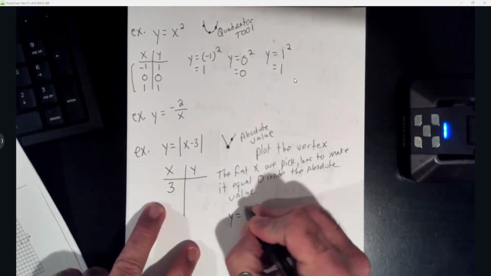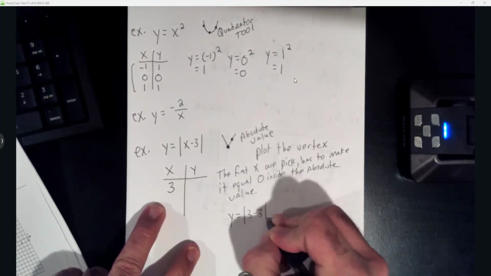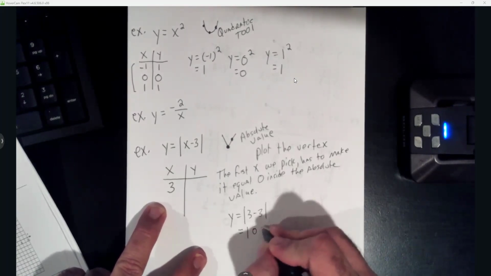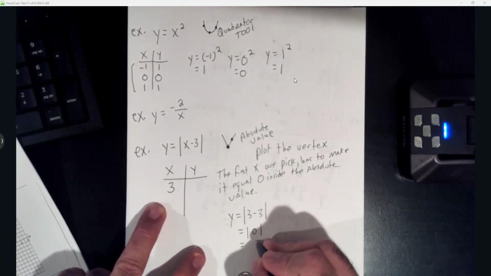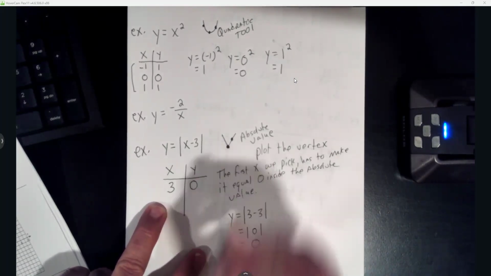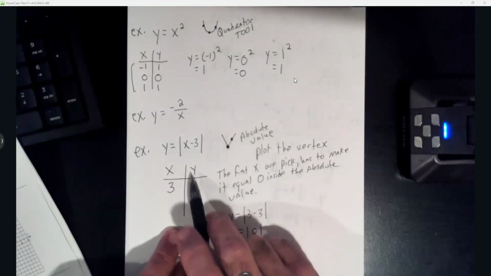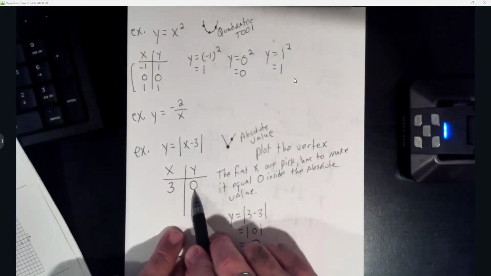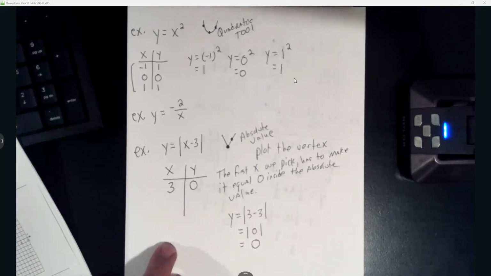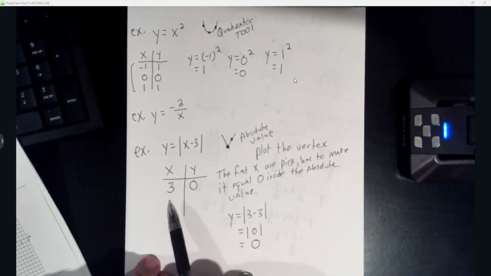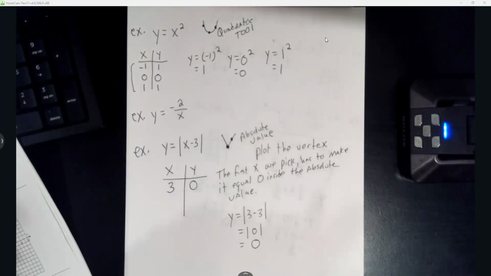So that when you plug it in, 3 minus 3, you work the inside first. So 3 minus 3 would give you absolute value of 0. And the absolute value of 0 is 0. So notice, the very first point you plot, the y value has to be 0, okay? Now, once I plot that vertex, I can pick any number as my second point. So if you want to put a 4 here, a 2 here, a 1, it does not matter.